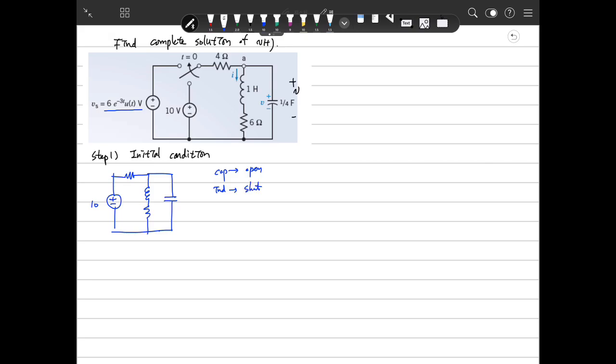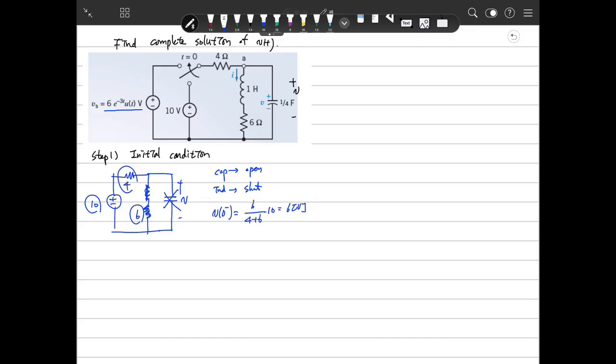So this is a short circuit, and these are the resistors, the 6 and the 4, and this is an open circuit because the capacitor is open when there is steady state with a DC constant source. Therefore, V0 minus is a division of voltages: 4 and 6, 4 plus 6, and 6, and the source is 10. So there will be 6 volts.